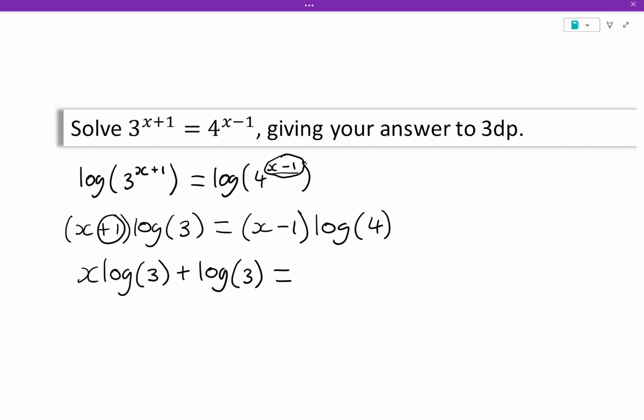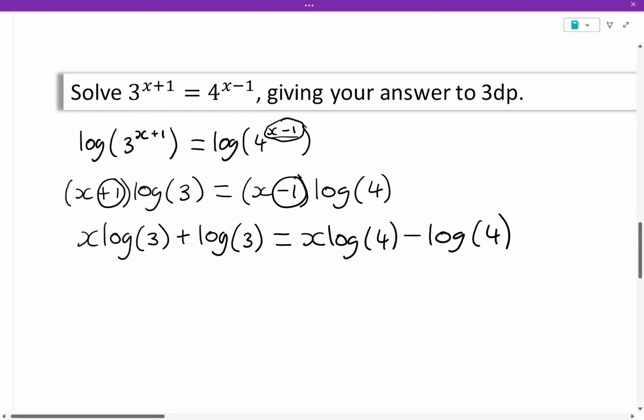And then on the other side of the equation, the bracket is being multiplied by log 4. So let's do the x first. So we'd have x times log 4. And then we've got negative 1 times log 4. So that's going to become negative log 4, like that. Now our goal is to make x the subject.